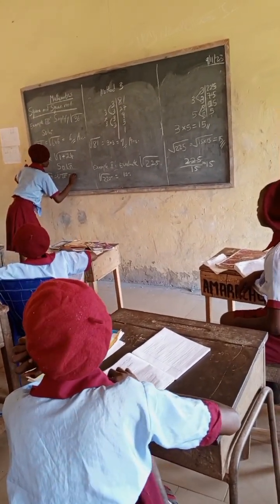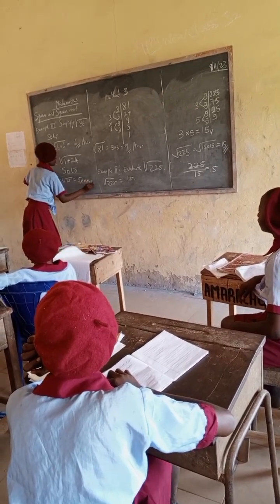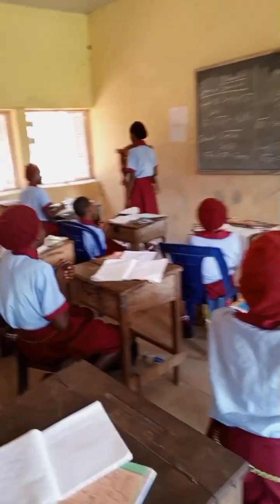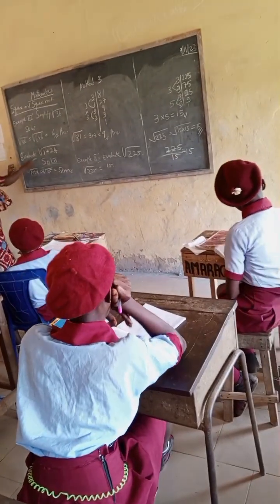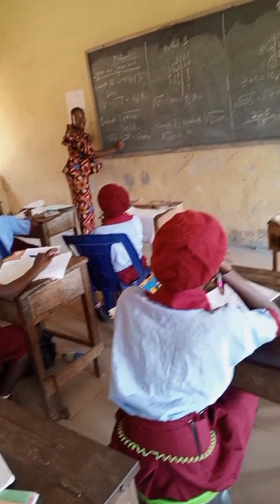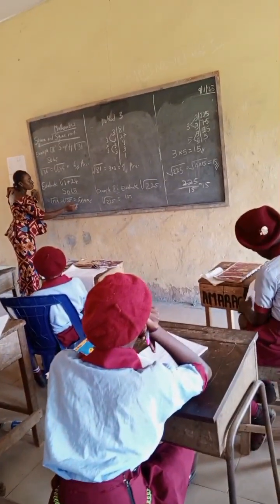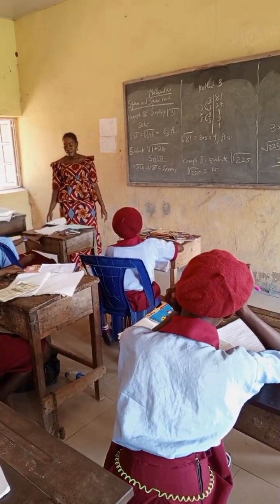Good. Oh, sharp, sharp. Hey, good. Clap for her. Another one. So first of all, you add 1 plus 24, and she got what? 25. The square root of 25 is what? 5. Any question? No.